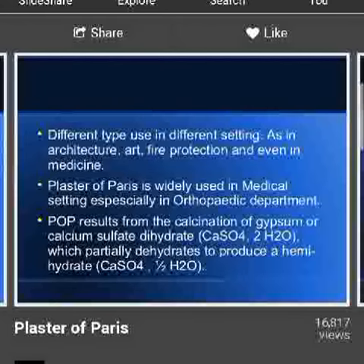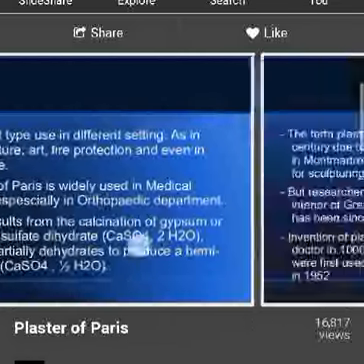POP results from the calcination of gypsum, or calcium sulfate dihydrate, which partially dehydrates to produce a hemihydrate, or calcium sulfate hemihydrate. When we heat gypsum to a temperature of around 373 Kelvin, it gets dehydrated, and if 1.5 molecules of water are lost, we get POP. If a temperature greater than 100 degrees Celsius is applied, all of the water molecules of crystallization would be lost, and that would create anhydrous calcium sulfate, which is also called dead burnt calcium sulfate, or dead burnt plaster.